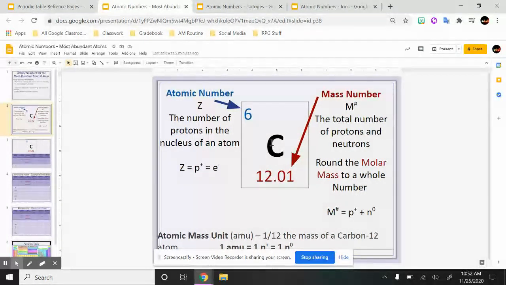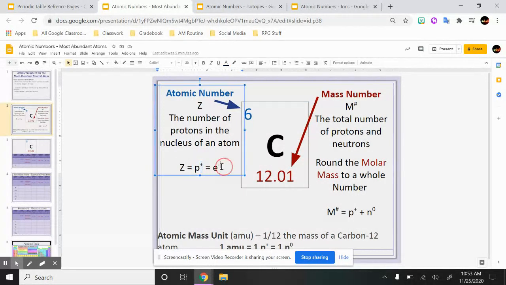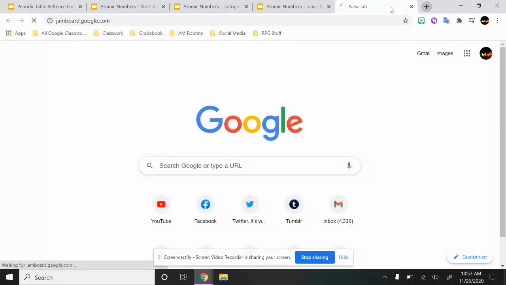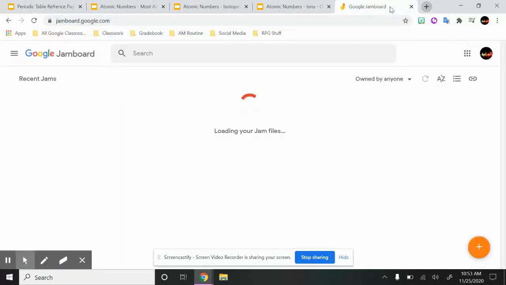So for example, carbon has an atomic number of 6. It is always going to have 6 protons, no matter what. Now, because we want our atom to be neutral, we need the positives and the negatives to cancel out. Let me just open up a Jamboard real quick so I can draw and show you what I mean.